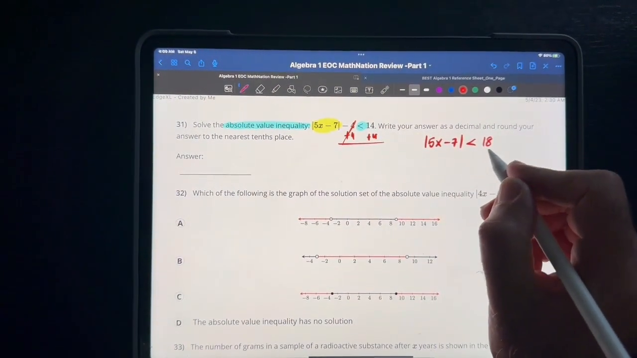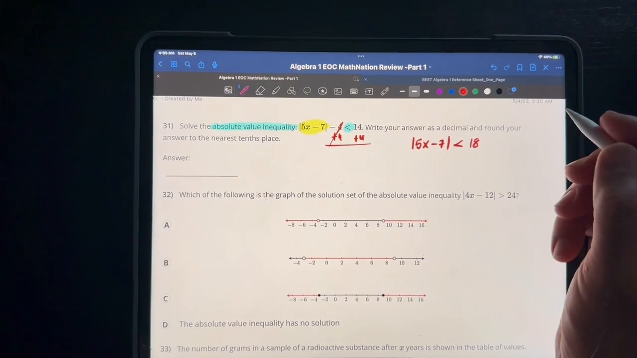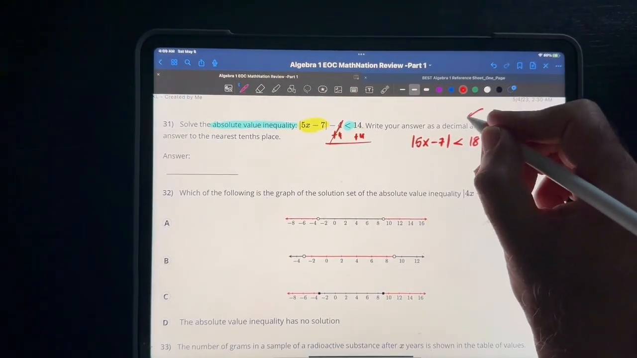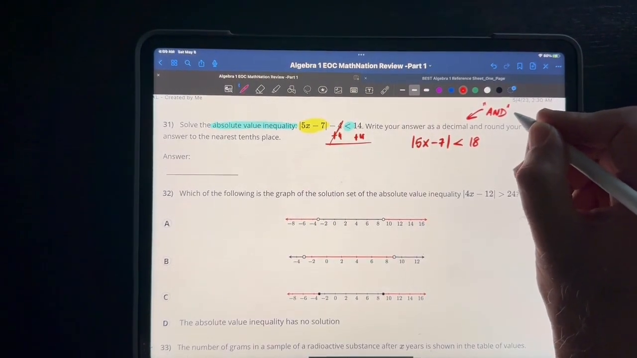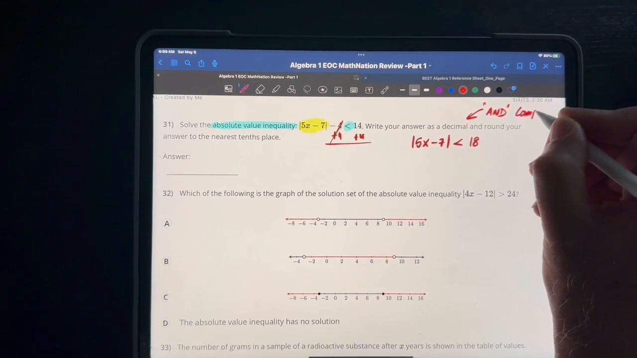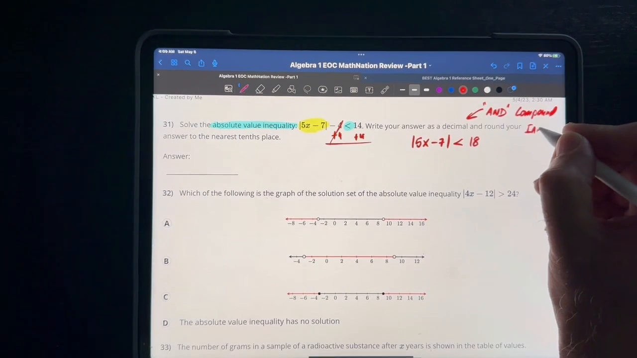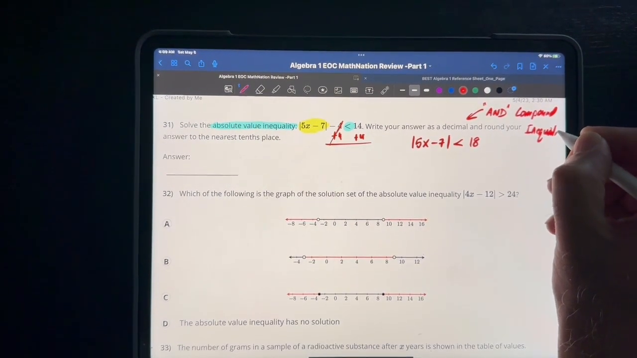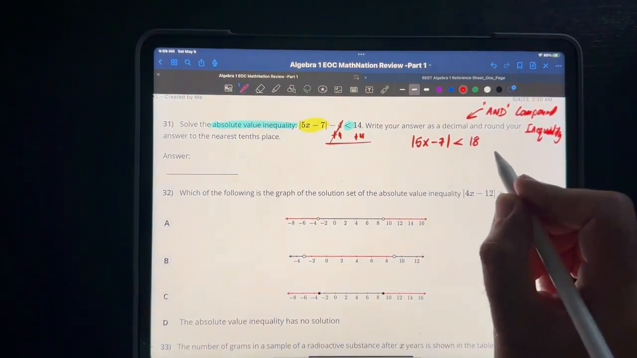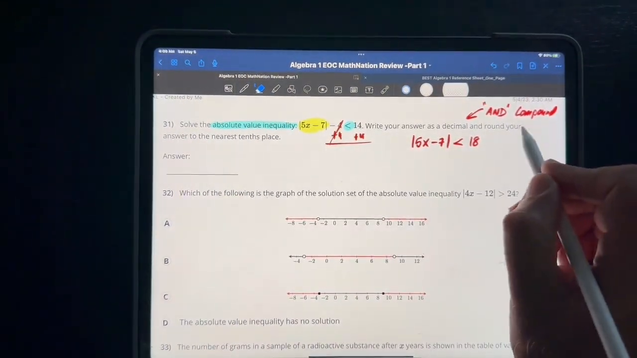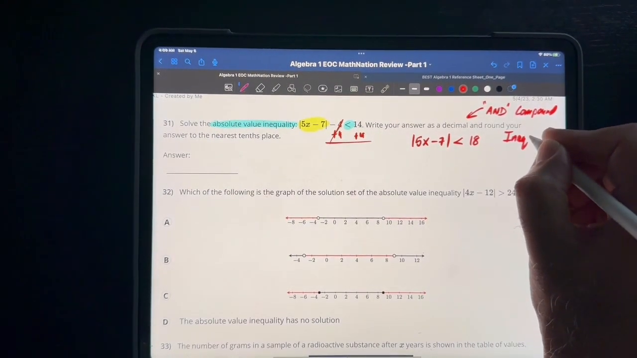Then how you rewrite this is, if it's like this, if it's less than, this is going to be an AND inequality. There's two types of inequalities. And this is going to be an AND compound inequality. There's an AND and then there's an OR. Okay? All right, so I probably have to write this better here. Let me try to rewrite this better. Inequality.